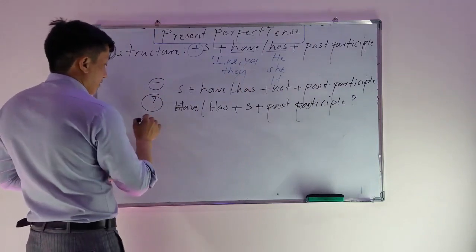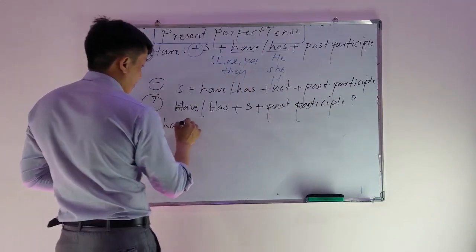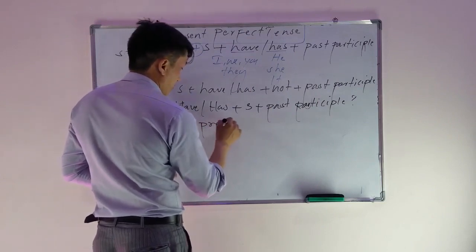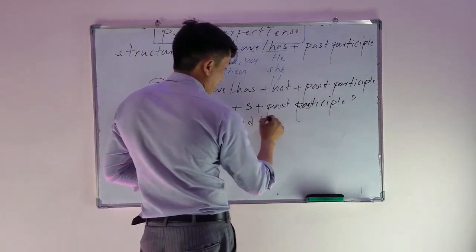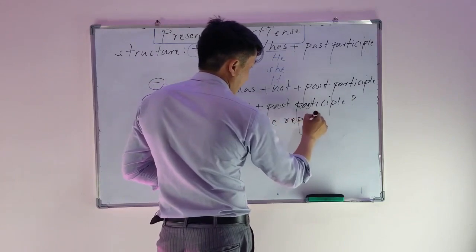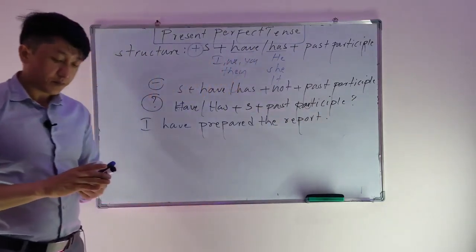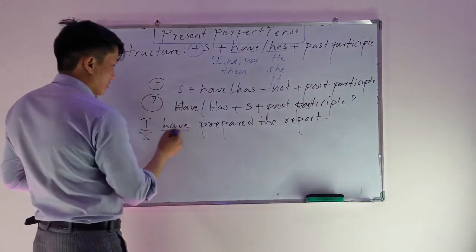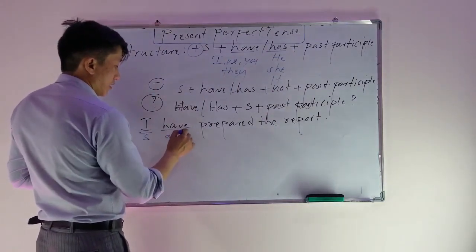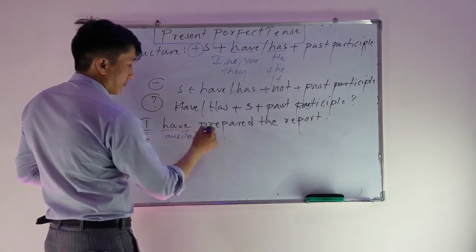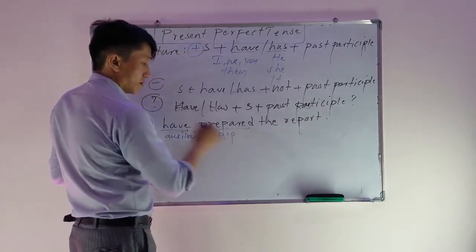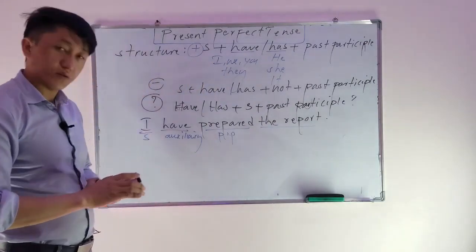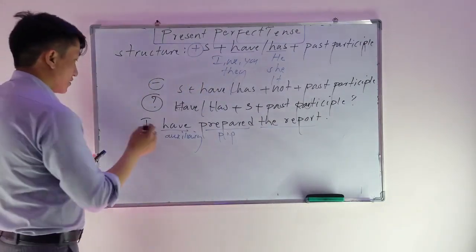For example, if I have a sentence like this: I have prepared the report. Now in this sentence, this is present perfect tense. We have the subject, this is the auxiliary verb, and after the auxiliary verb we have prepared, this is the past participle, and after that the report is the object. This is the positive sentence.